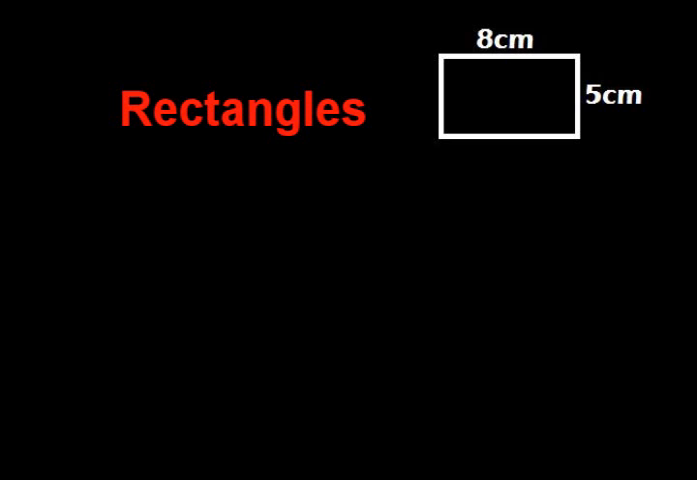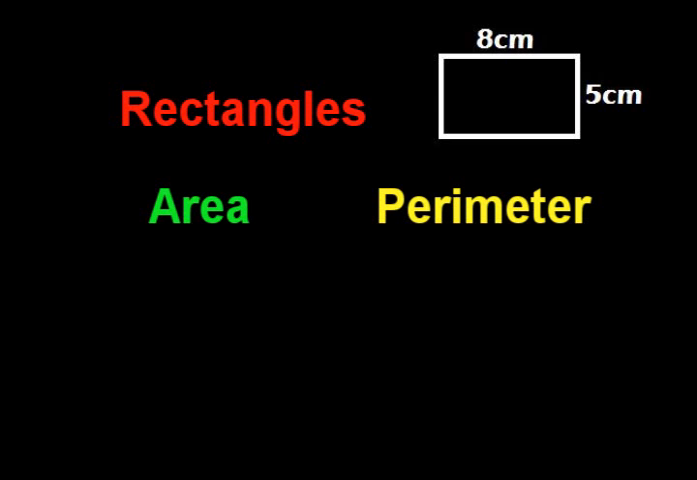The area of a shape is how many small square tiles it would take to completely cover the inside of that shape. The perimeter, however, is the distance all the way around the edge of the shape. So for a rectangle, if you're finding the area, you simply multiply the length of the rectangle by its width. So in this case, 8 times 5, which equals 40.